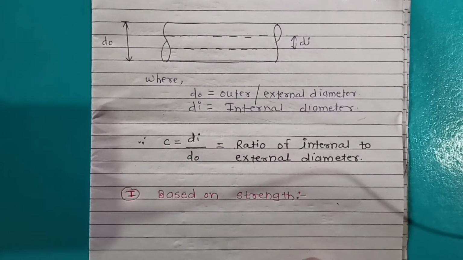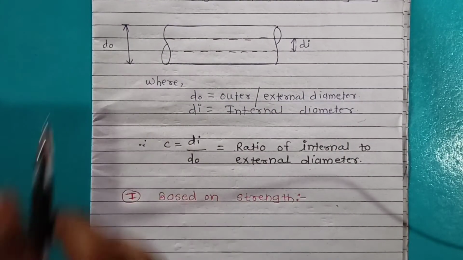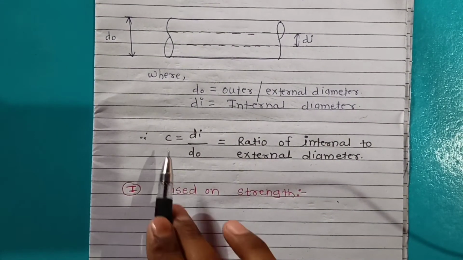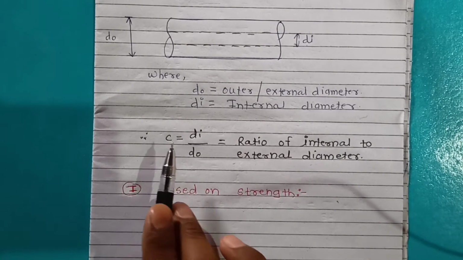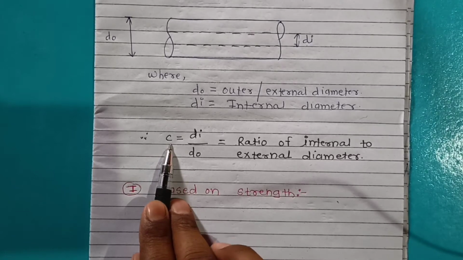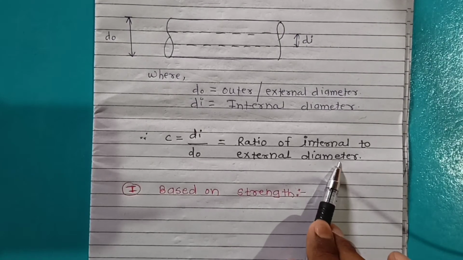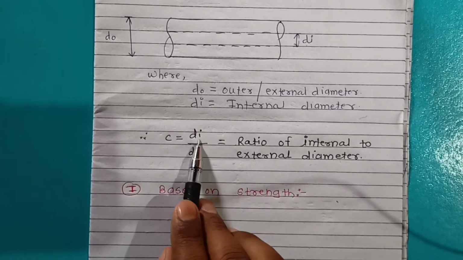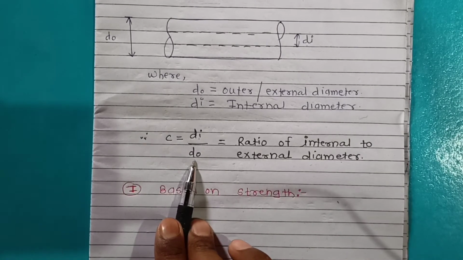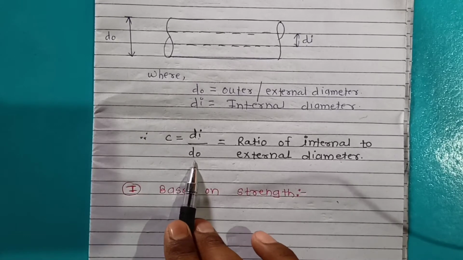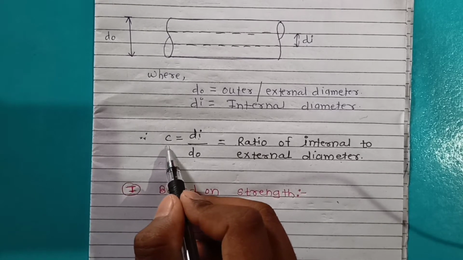Now here the relation of internal diameter and external diameter is represented with the help of capital C. C is nothing but a constant, and the constant is defined as the ratio of internal diameter to the external diameter, DI by DO. At the time when we see the design procedure, this value is helpful for us.